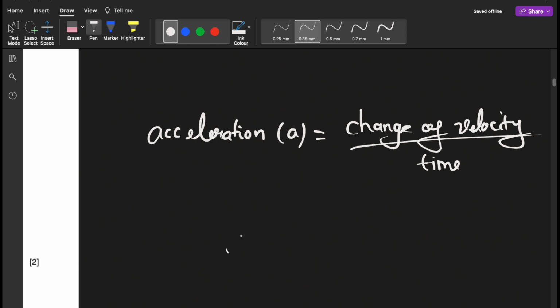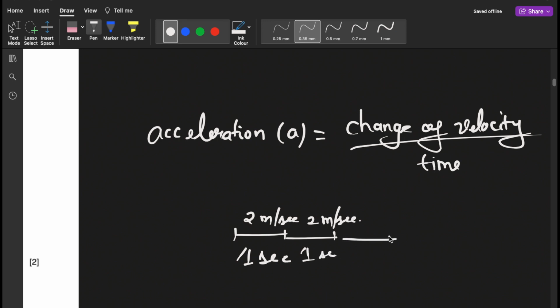Let's suppose in 1 second your bike's speed is changing by 2 meters per second. And for the next 1 second also the speed will increase by 2 meters per second. Have you got the point of what I'm saying? For the next 1 second also it will increase by this much. Constant acceleration is the constant change in the velocity.